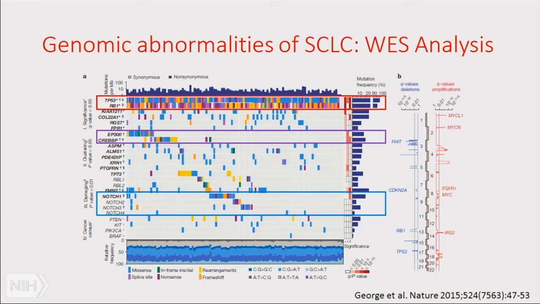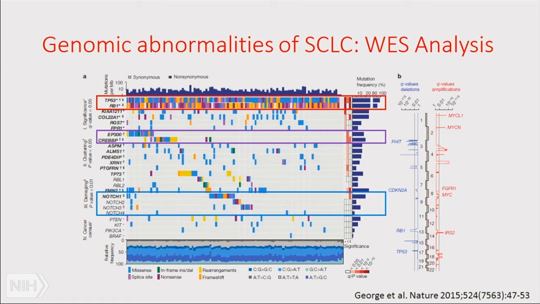On the right-hand side, it shows what genes are commonly deleted or amplified in small cell lung cancer. The blue color represents genes that are commonly deleted in small cell lung cancer, such as P53 and RB, CDKN2A, which is P16, and FHIT, which is a gene located on chromosome 3p. As mentioned, chromosome 3p is also commonly deleted in lung cancer. On the other side, it shows that the MYC family genes are commonly amplified in small cell lung cancer, and the fibroblast growth factor receptor 1 and the RS2, which play a role in PI3 kinase signaling, are commonly amplified.